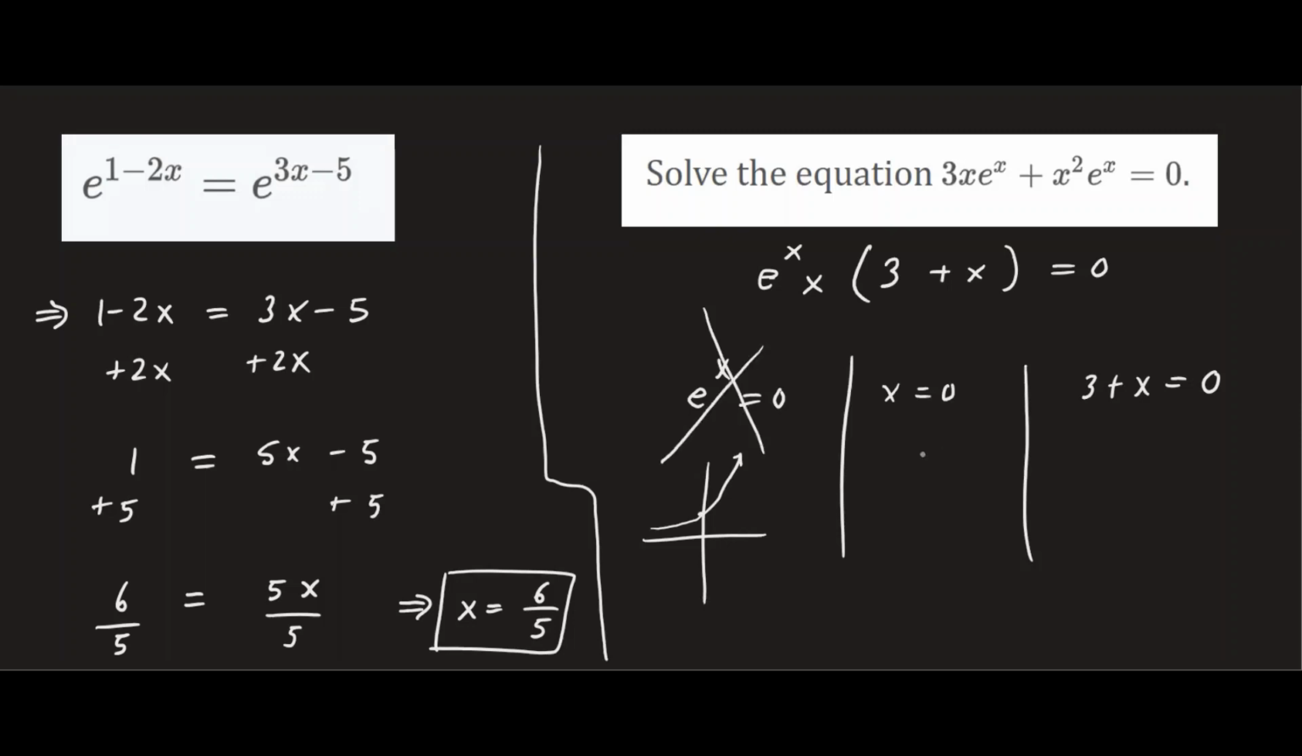Now, x equals 0? Sure, that's already solved. And then 3 plus x equals 0? We get x is equal to negative 3. So there you have 2 solutions for this exponential function. We used some factoring technique to solve this one.